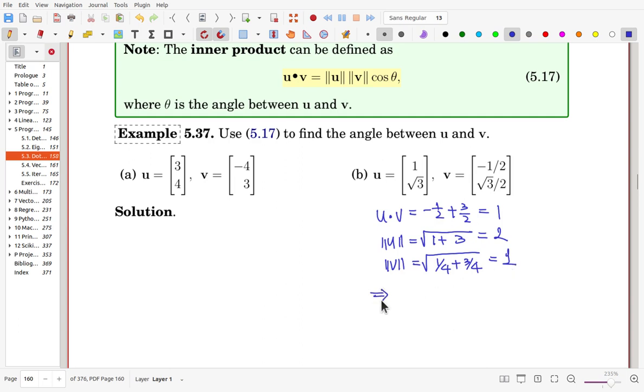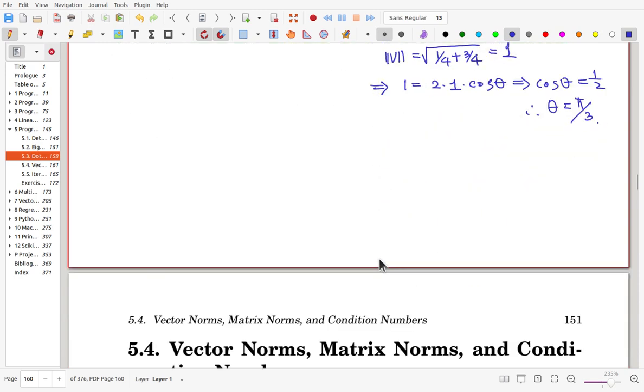So we have this equation. U dot V is 1, the norm of U is 2, the norm of V is 1. Now cosine theta equals 1/2. So we can easily get theta equals pi over 3. That's the final answer. This is the end of the section. Thank you.